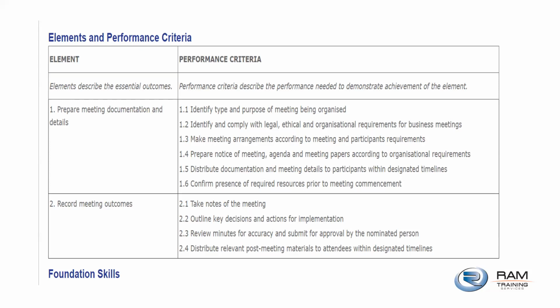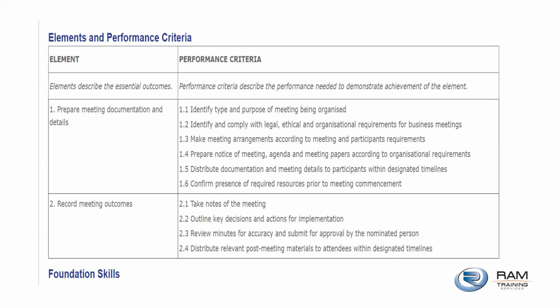So in this case, we've got two elements. Element one, prepare meeting documentation and details. Number two, record meeting outcomes. Okay. And that's the performance criteria. And then we want to ask ourselves, as we read through each of these items, what would be the best way to assess each of these things, right?